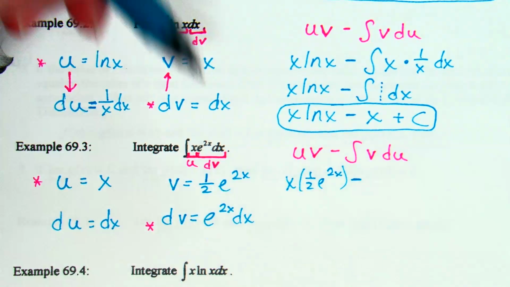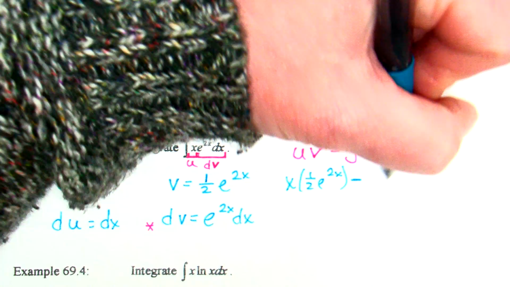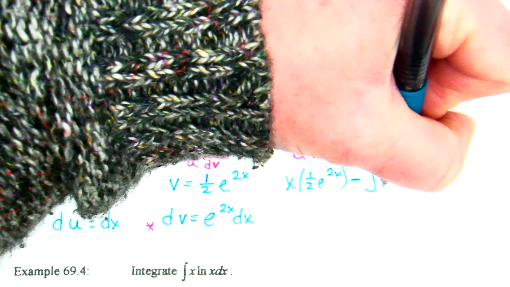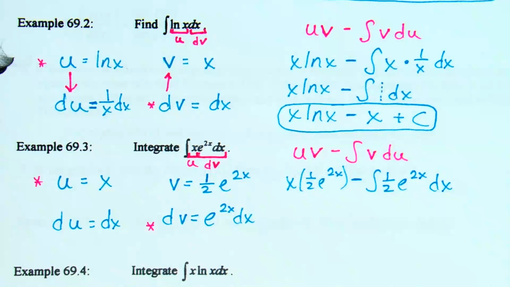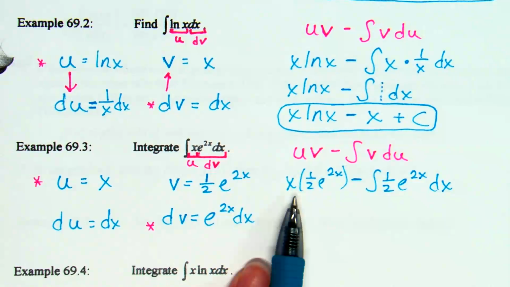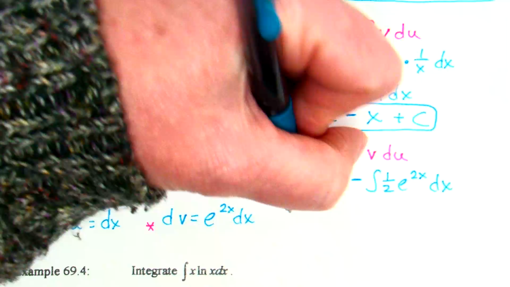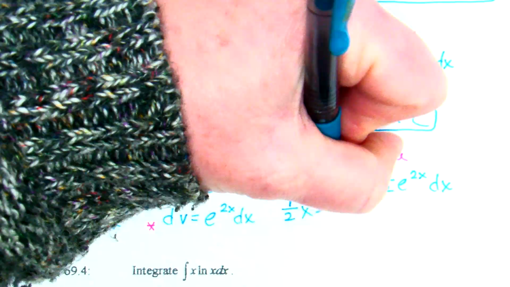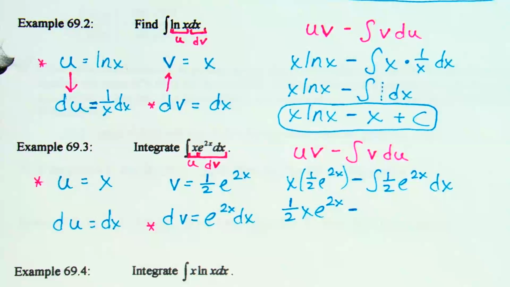So that means I'm going to be doing the integral of 1/2 e to the 2x dx. So if you didn't already clean up the first part, x times 1/2 e to the 2x, I am going to put 1/2 x e to the 2x. Minus. Now, this 1/2 here.